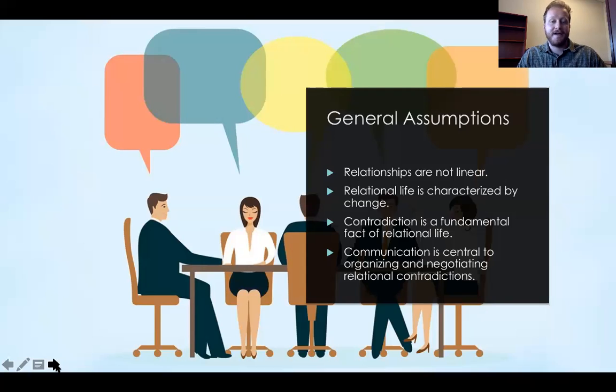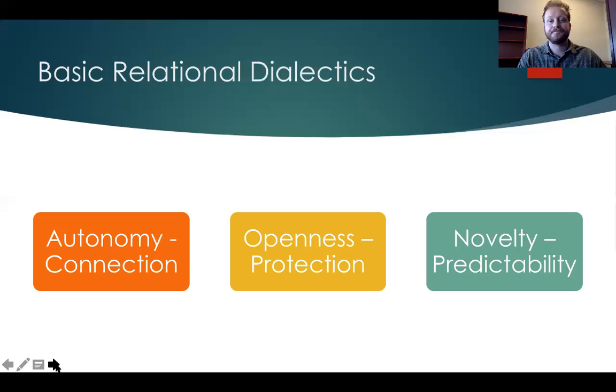Contradiction is a fundamental fact of relational life, so we always deal with contradictions, and the way that we communicate them, there are some strategic options and practical ways that we can develop our relationships through that. Communication is central to organizing and negotiating these relational contradictions. We need communication to do so. If we fail to communicate effectively and don't know how to do it within the specific relational contexts, then our communication and our relationships ultimately fall apart. This is why understanding the general assumptions of relational dialectics theory is important for our lesson.